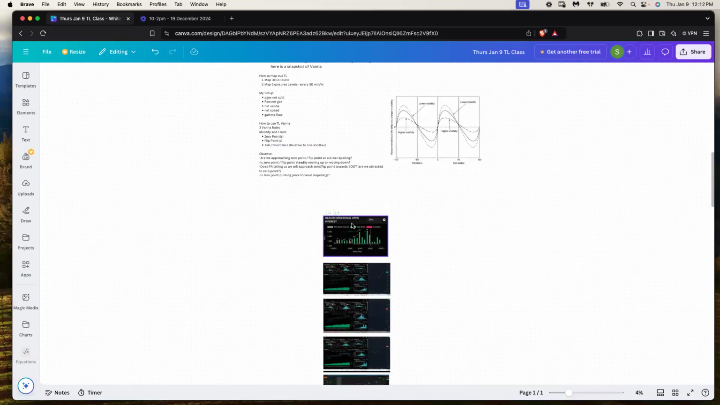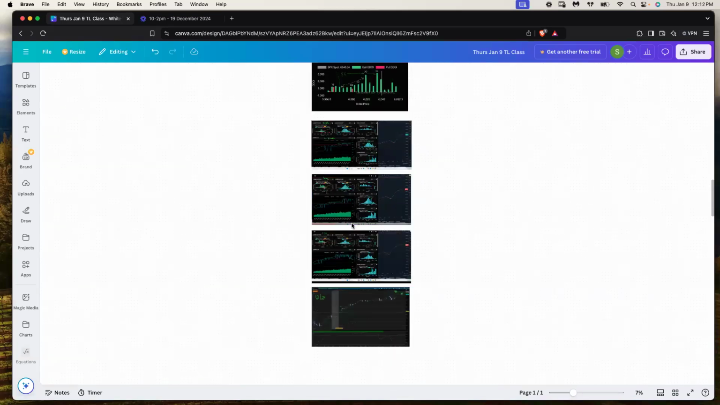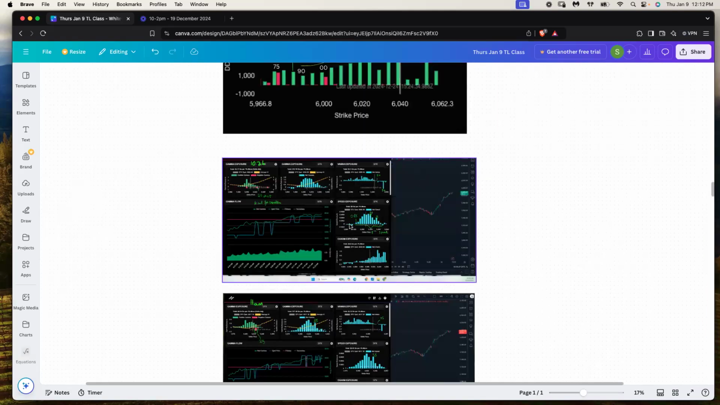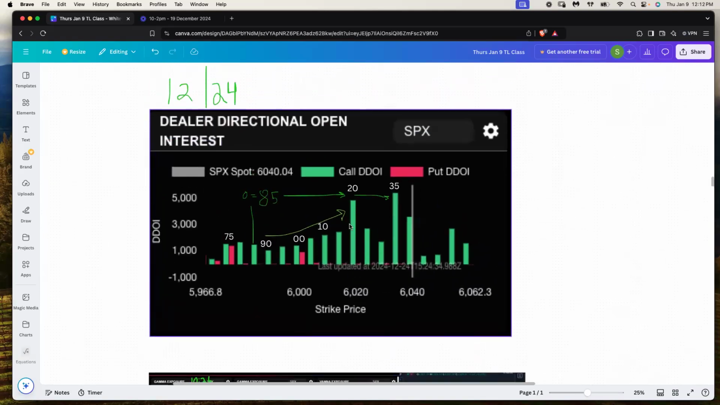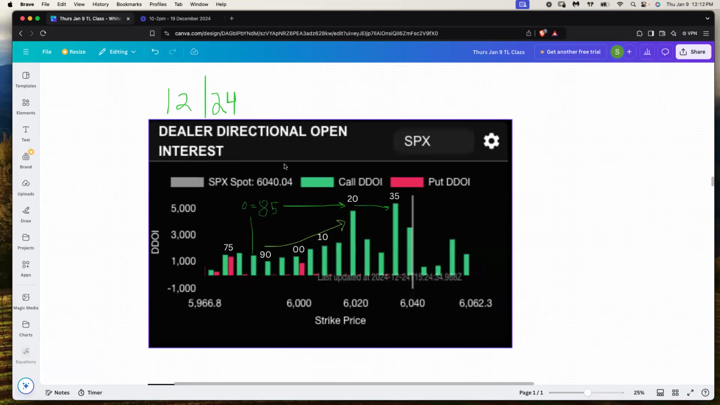Okay, so we're going to get into these examples. The first one's going to be pretty simple. So this was Christmas Eve. The first thing I look at is DDOI. Here we opened up at 85, right around here.